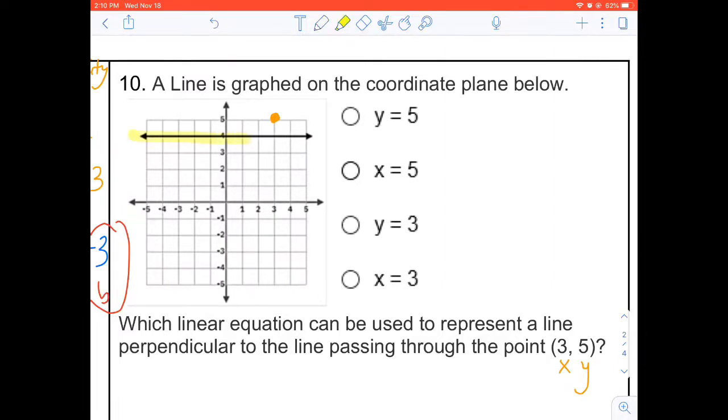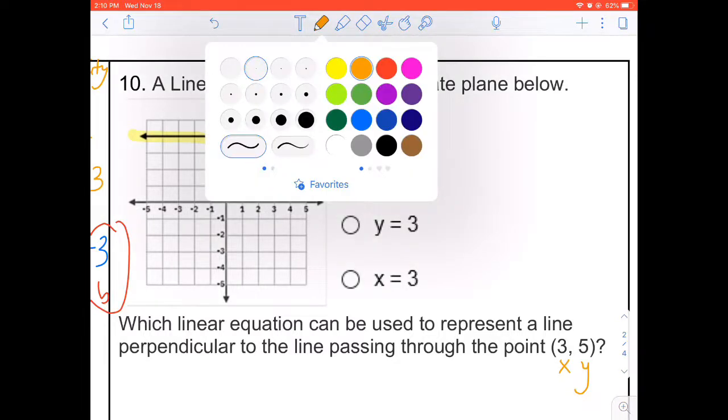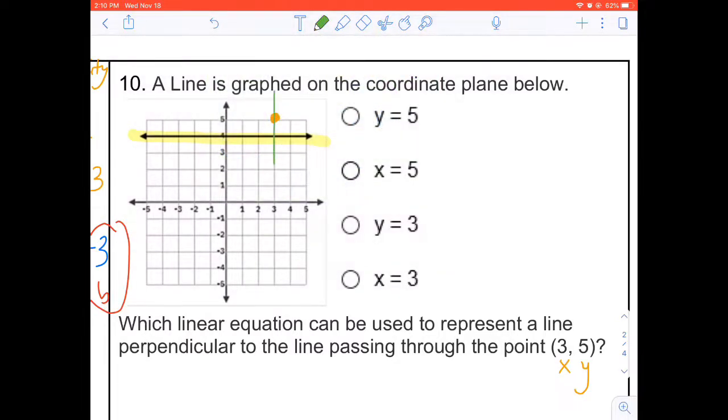We also need it to go through this line right here. So what that means is that our line should look like this. And when we have vertical and horizontal, we are going to remember our BUCKS HOY. The line that I have right here in this green is the one that I want to make, and that line is going up and down, so it is vertical.